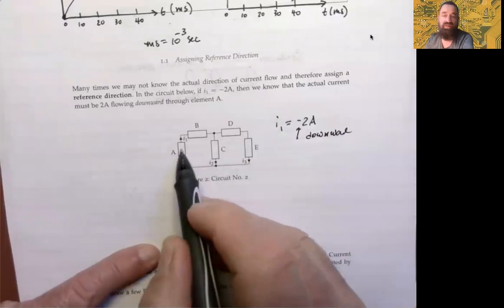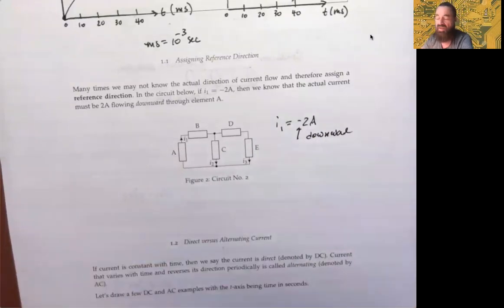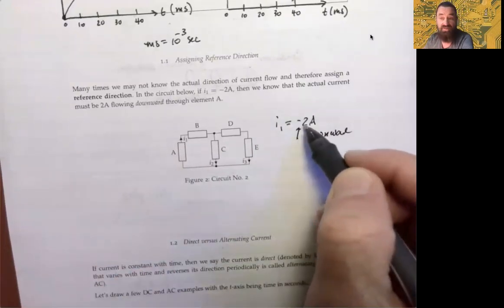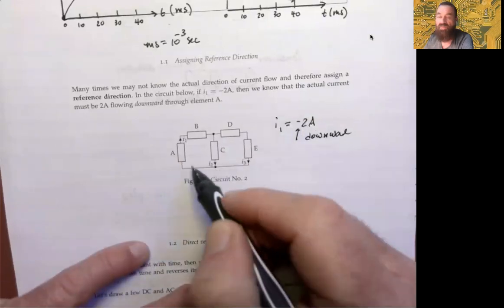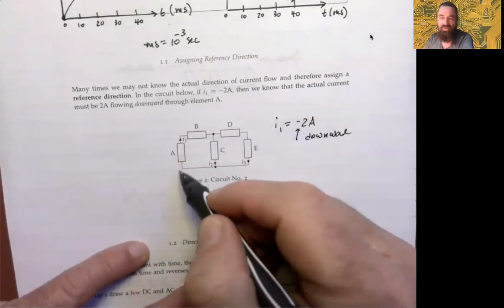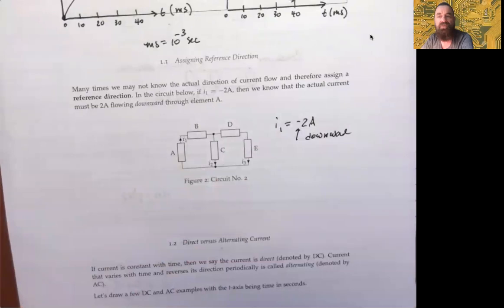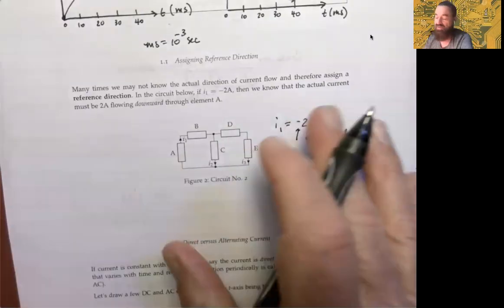All right, relative to the reference direction, okay? If this value had been positive 2A here, then what we're saying is that it is in fact flowing from bottom to top. So that's the meaning. The plus value says, yes, the reference direction is in sync, or it's not.